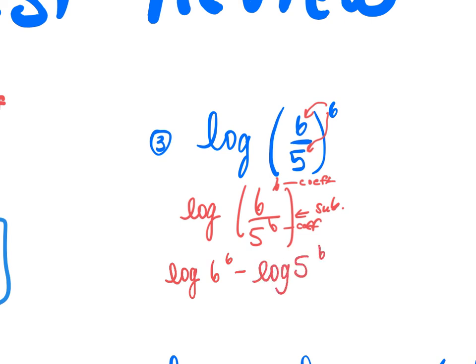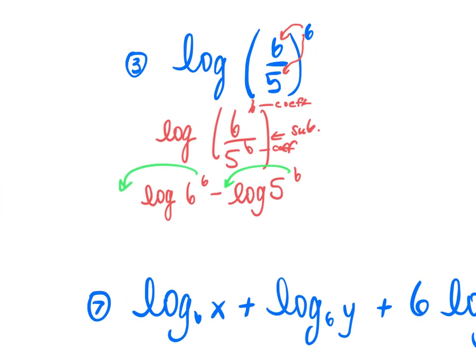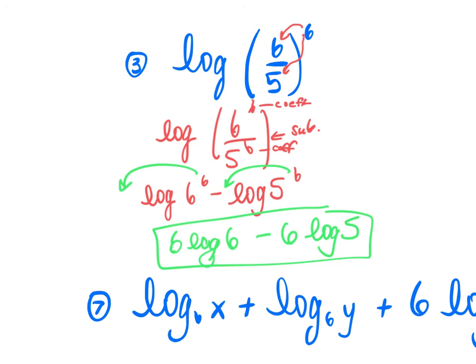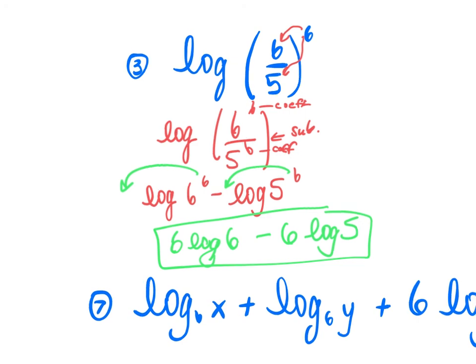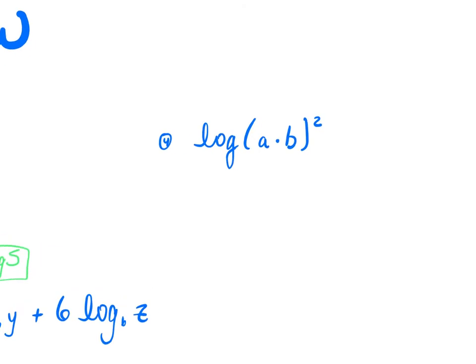And I have to go one more step because my exponents become coefficients. So this fully expanded would be 6 log 6 minus 6 log 5. Questions about that? Everybody's okay? All right.